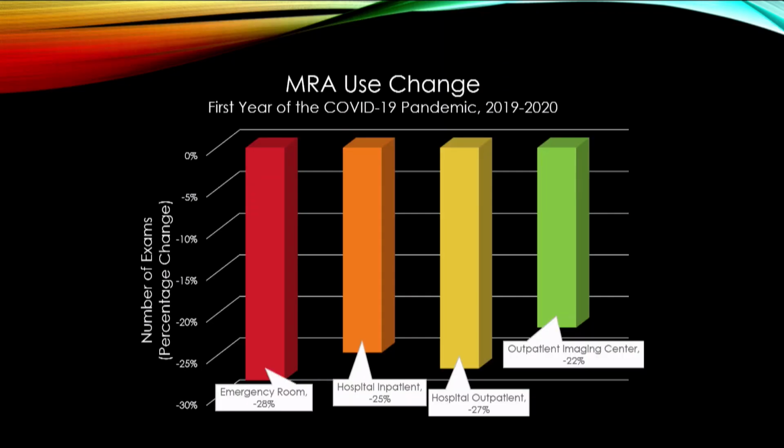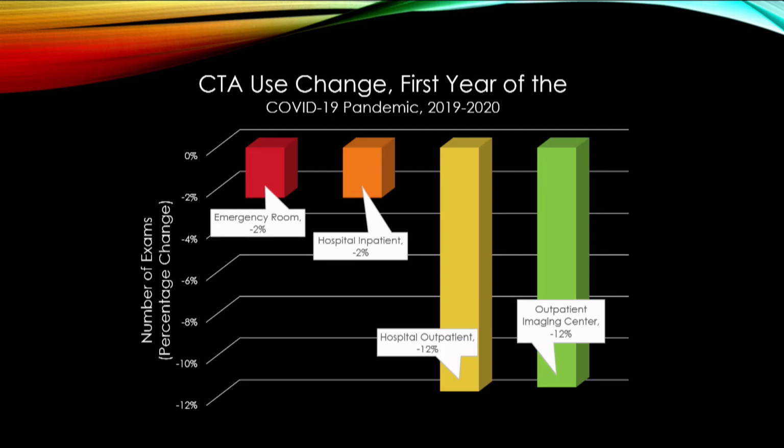Looking at the first year of the COVID-19 pandemic, for MRA use, a lot of MR scans were pushed back or canceled. So there was a dramatic drop in use, about 20% in all locations. On the contrary, for CTA, there was only a small decrease in use in emergency rooms and hospital inpatients, and a larger decrease in use for outpatients, both in outpatient imaging centers and hospital outpatient use.